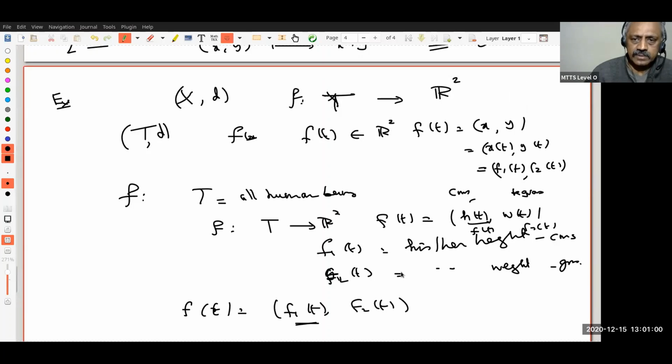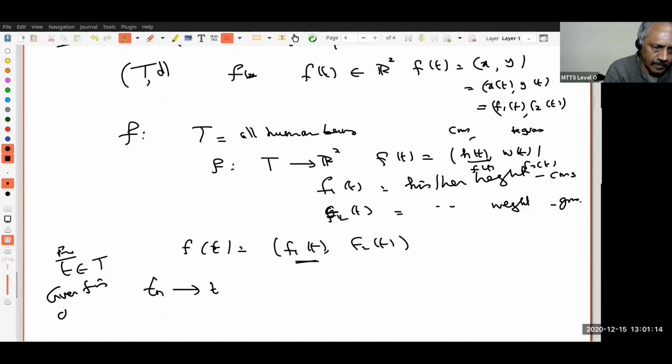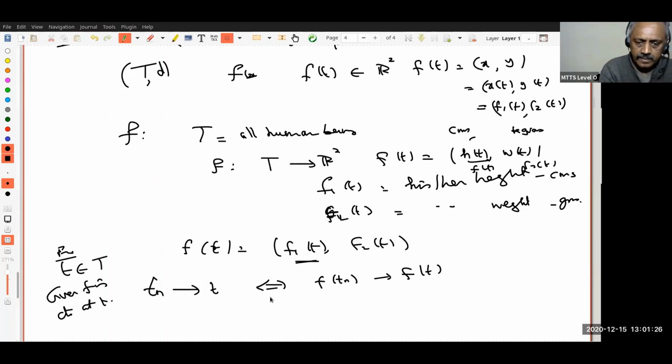Okay. What do you think I would like to say? Suppose Tn converges to T. T is a fixed point. Fix it. I want to check continuity. Let's assume it's given that f is continuous at T. Therefore, give me any sequence Tn converges to T. Then what do I know? F of Tn converges to f of T, right? Not if and only if, simply this.